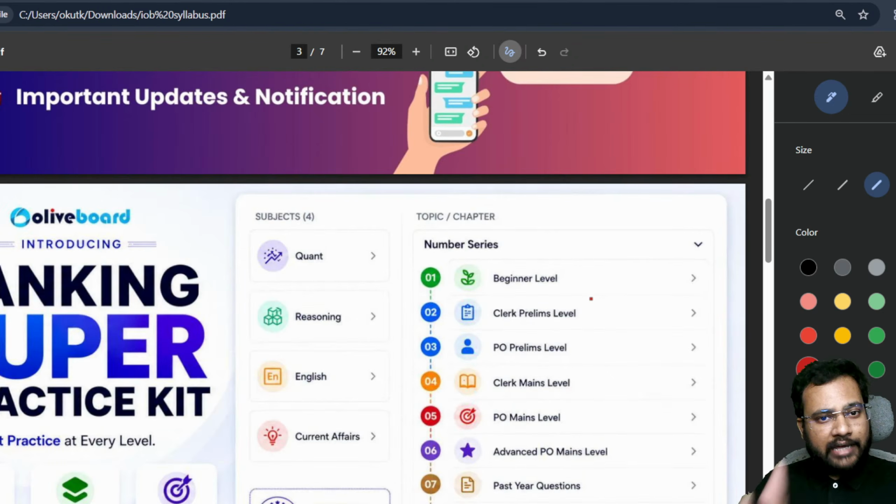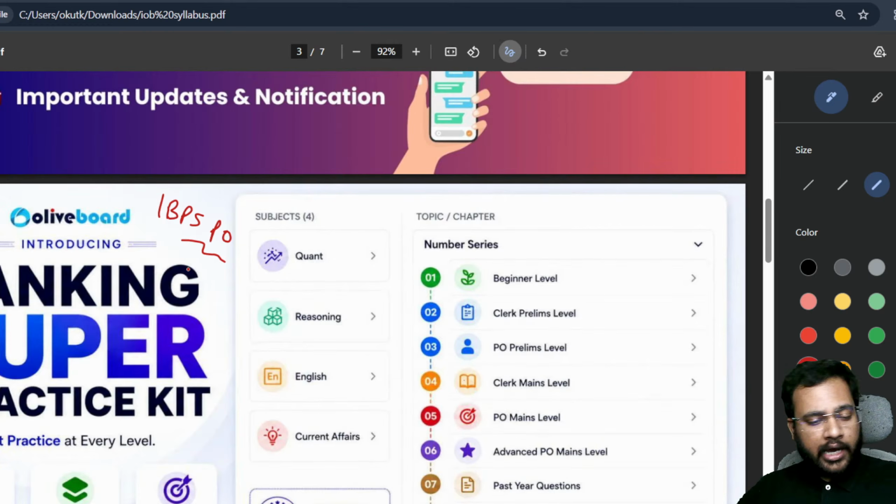The level is usually that of IBPS PO. For the GA portion of this IOB LBO examination of Indian Overseas Bank, it is going to be very much identical to the IBPS PO examination. But what is going to be the major difference? The major difference is that the questions are quite scattered and quite random.